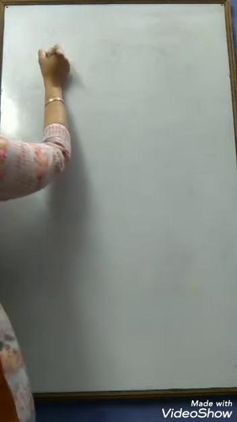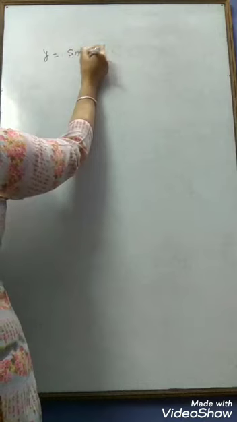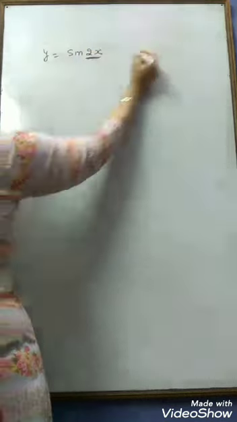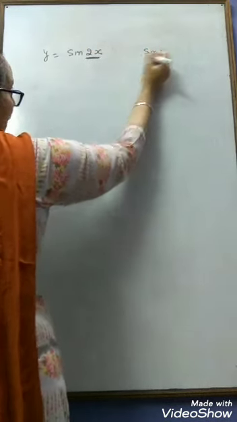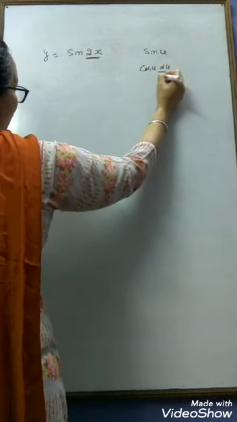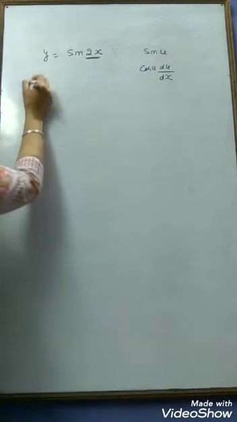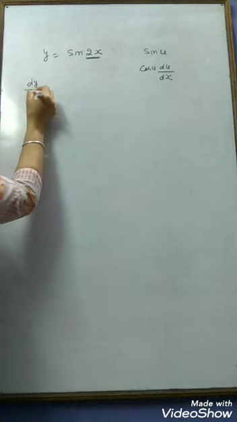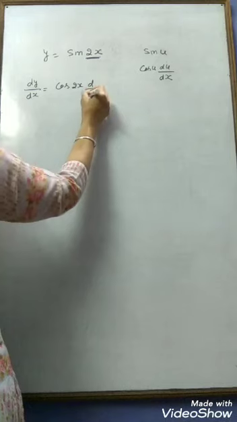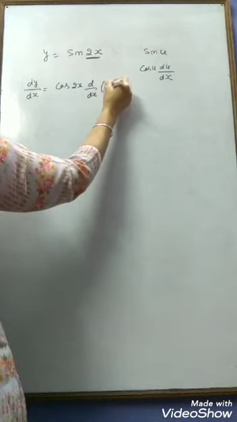Now we have the example. Y is equal to sine 2x. Now this is not x. This is 2x, meaning sine u, and its derivative is cos u du upon dx, meaning dy upon dx is cos 2x times the derivative of 2x.